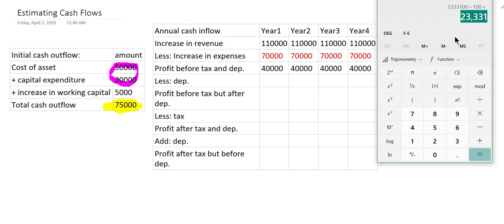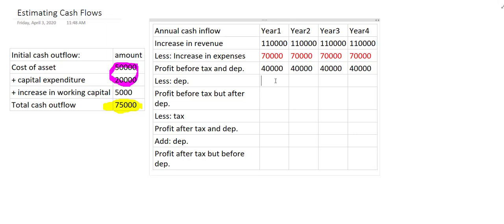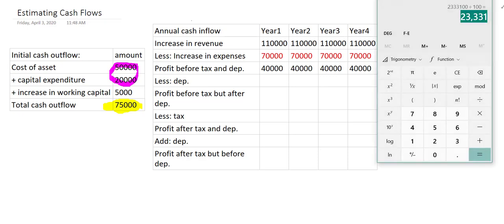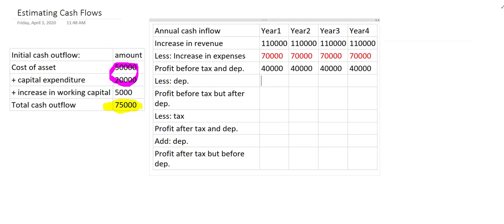23,331 for the first year. Record the depreciation here, right? So this was the depreciation. Also, take the font size as how much? Okay, let me delete here. Font size. Amount of depreciation 23,333. 23,331, right? This was for the first year.